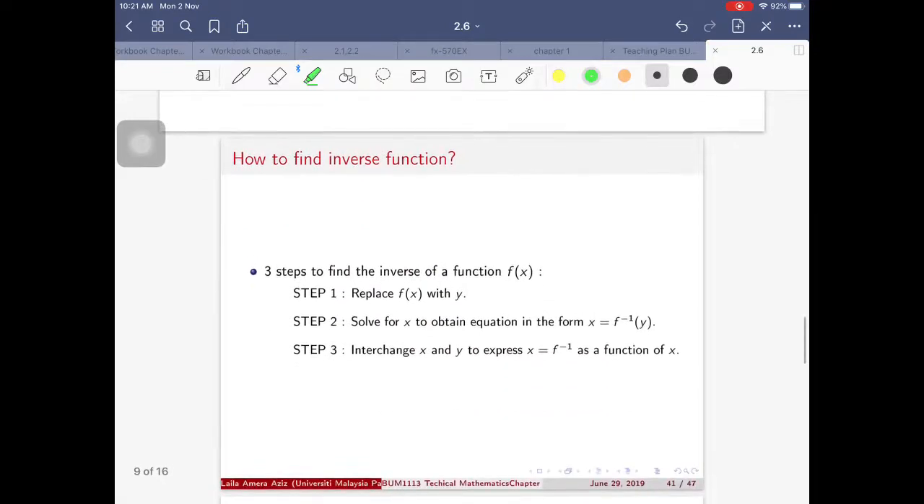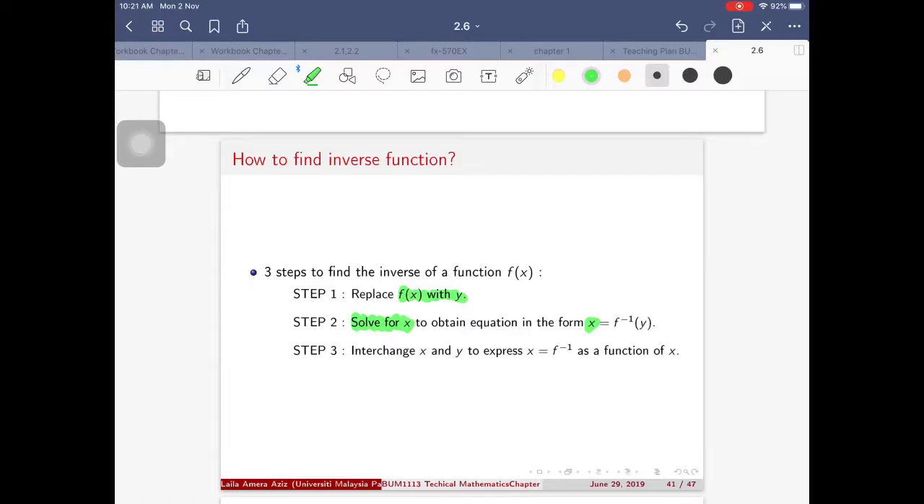Okay, how do we find the inverse function? These are the steps. The first step is to replace f of x with y. After that, you're going to solve for x. What does it mean by solving for x? It means that you have to find only x on the left hand side of the equation, so make it in terms of x. So x is going to be the subject of your equation.